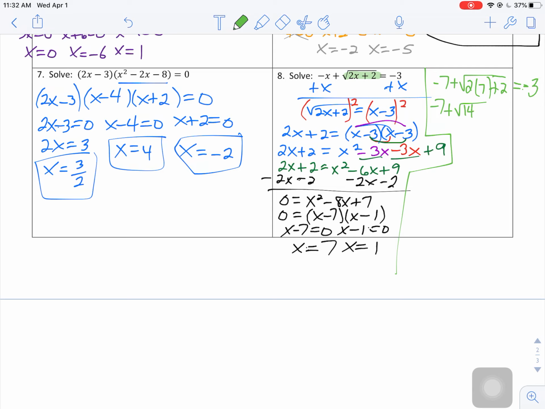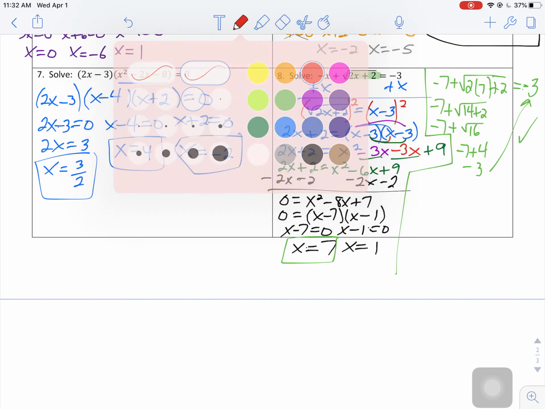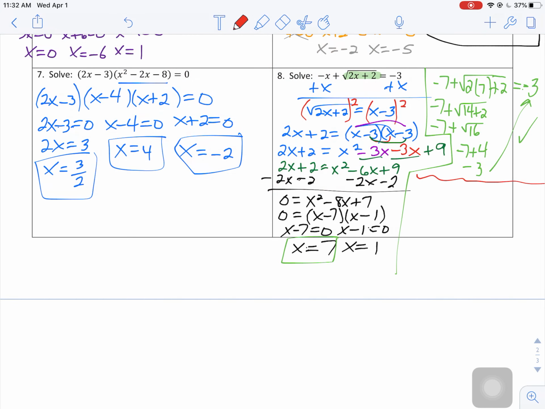So under the square root, 2 times 7 is 14. And then under the square root, 14 plus 2 is 16. Square root of 16 is 4. Negative 7 plus 4 is negative 3. So yes, that works. So 7 is an answer. Now, I have to check the other answer, x equals 1. So back to my original function, I'm putting a 1 in wherever I see an x.